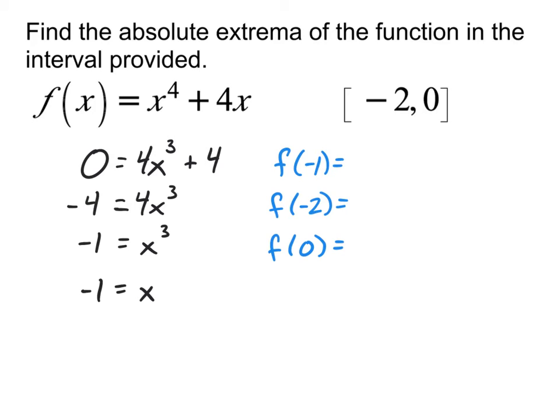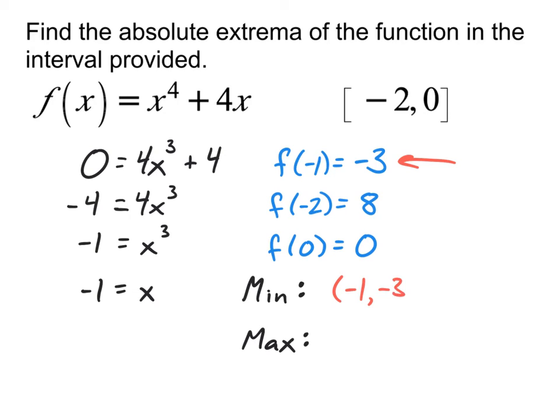All right, so I'm going to take each of these numbers now, plug them back into the original function. And now that I have my y values, I can just look to see which ones are the highest and the lowest. So my minimum value, that would be my smallest y, so that's the -3. So that's going to be at the point -1, -3 for my minimum. And then my maximum comes with wherever I see the highest y value, so that's the 8. So that point is going to be at -2, 8. And those are our absolute extrema.